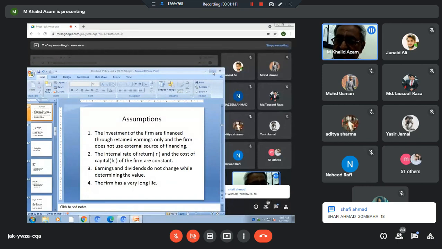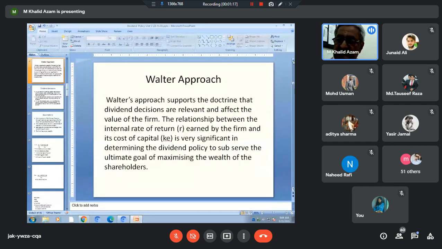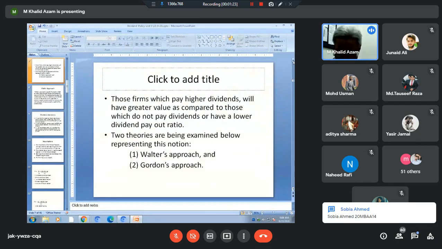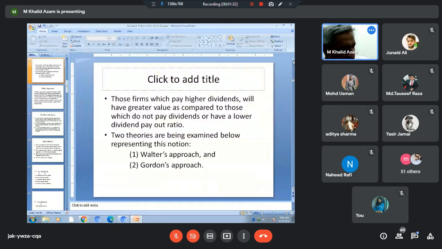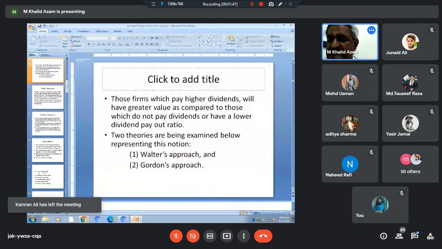Okay, let us start now. In the last class, I discussed the approaches to dividend policy, and there are mainly two approaches. One says that whether we pay dividend or we don't, that is going to affect the valuation of the share or the value of the firm. The other says that no, whether we pay dividend or we do not pay dividend, the value of the firm is not going to be affected.